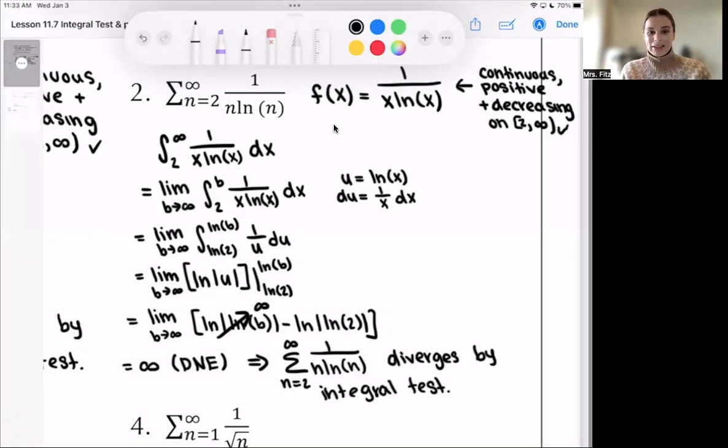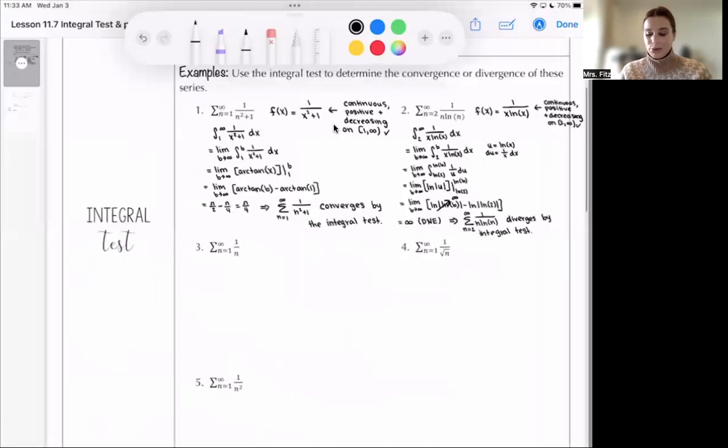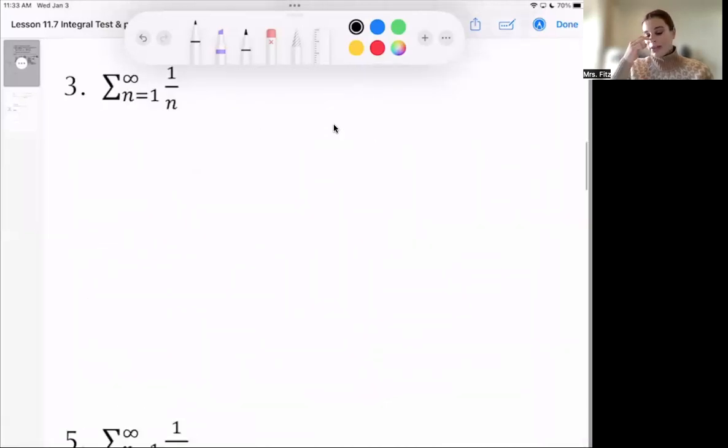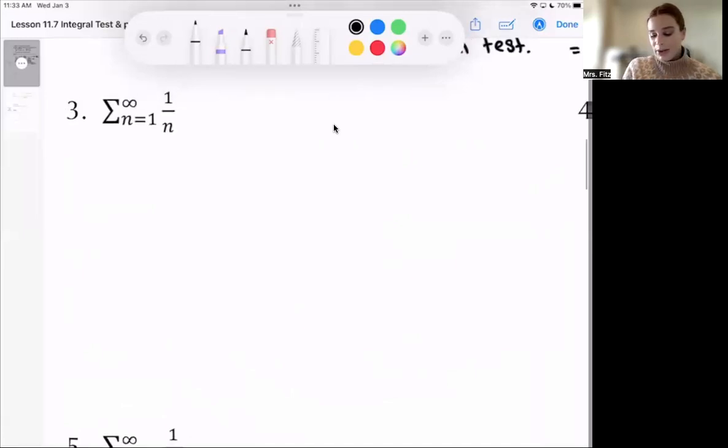Okay. Let's go ahead and take a look at number 3. So number 3, we have the sum from n equals 1 to infinity of 1 over n. So we have f of x, which equals 1 over x. And so this function, let's make sure it meets all of our conditions. So is it continuous from 1 to infinity? It looks like we're good.